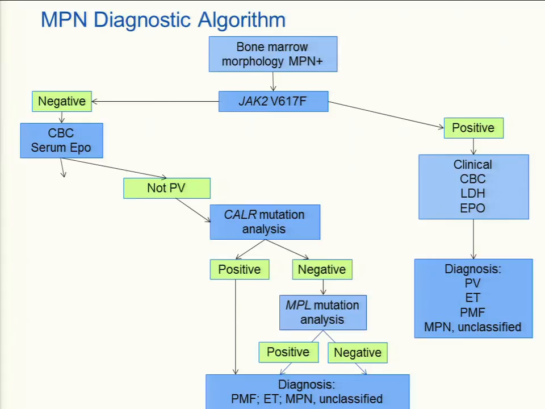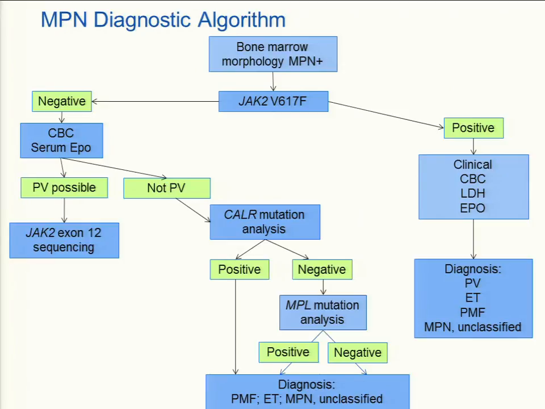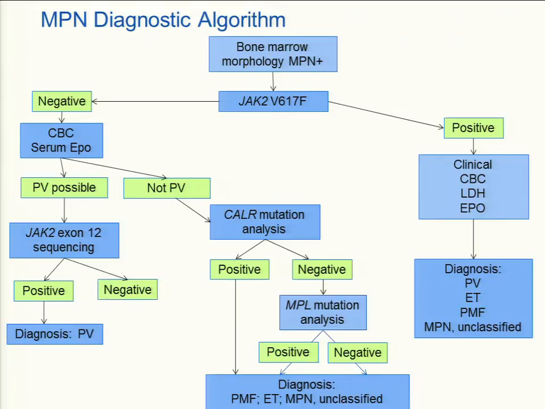If there are laboratory features suggestive of PV, then we should order the JAK2 exon 12 testing. A positive test helps us establish a diagnosis of PV. A negative one, with a negative in both the V617F and exon 12, does not support the diagnosis of PV, so we should revert back to the alternative CALR and MPL pathway.